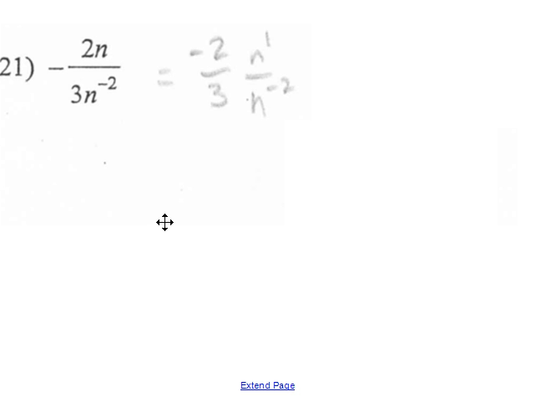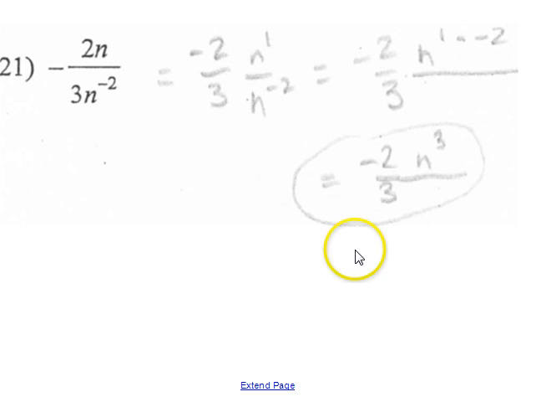Well, I'm going to keep the negative 2/3 as it is, but I'm going to change this to n to the 1 minus minus 2. Notice, remember the rule is subtract. Well, I'm subtracting a negative. Well, 1 minus minus 2 is 1 plus 2, or in other words, 3. And that gives me my final answer, negative 2 over 3, and also above the dividing line is n to the 3.